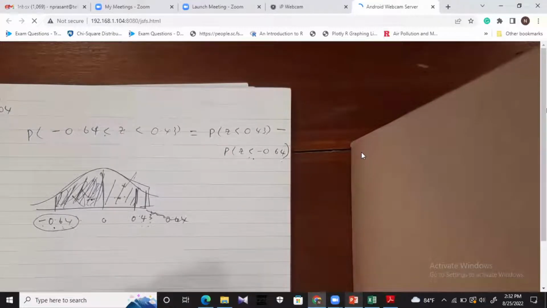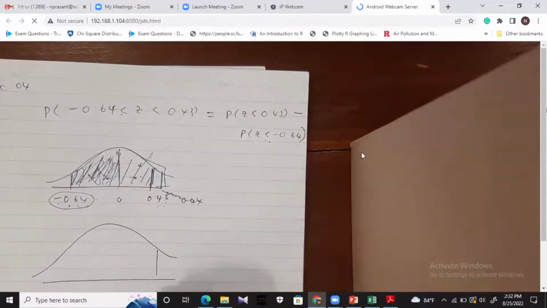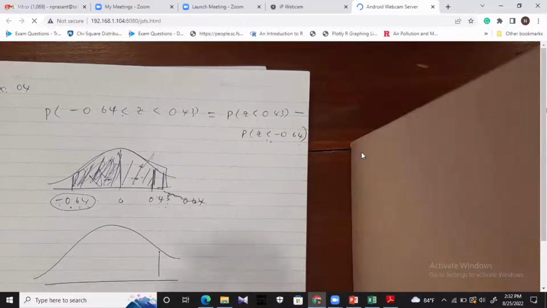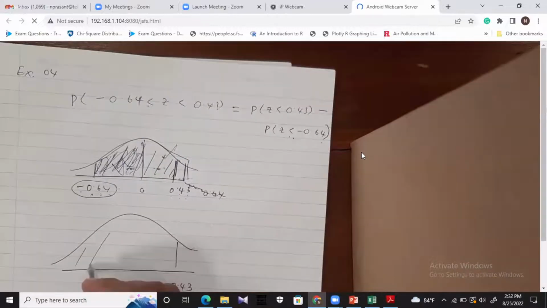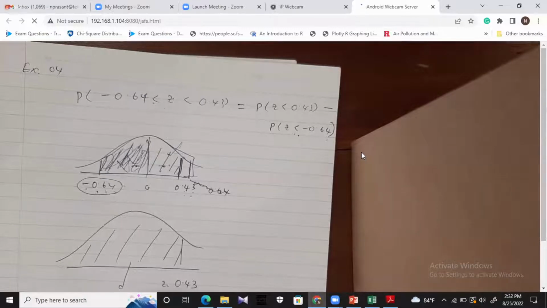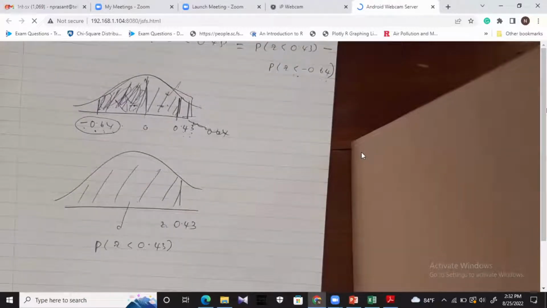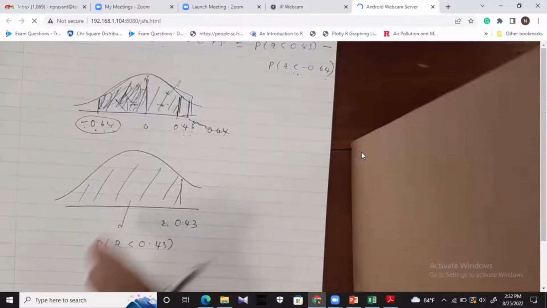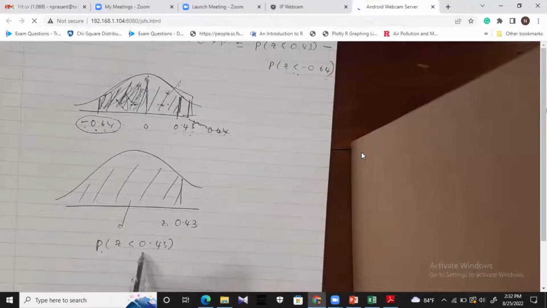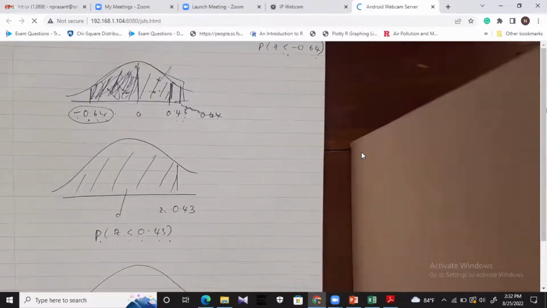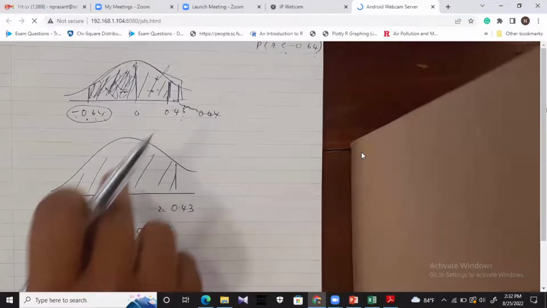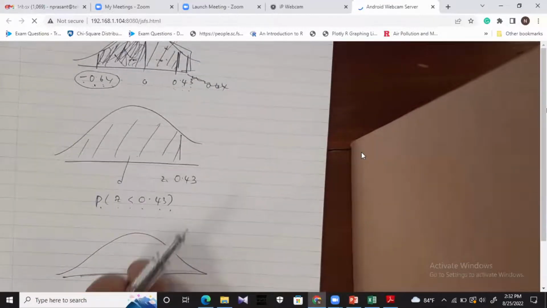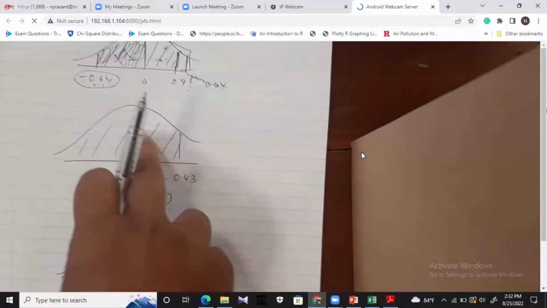First, draw Z less than 0.43. This region represents P Z less than 0.43. It's clear. This region represents the probability of Z less than 0.43. Now I'm considering the same distribution, right? These two distributions must be the same. The size of the distribution should be the same.